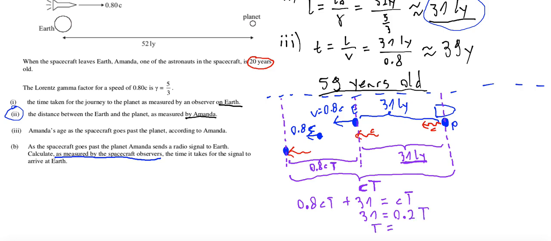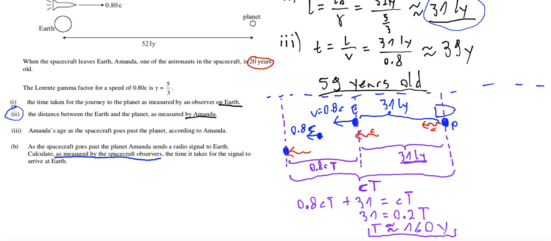So what is the time needed to travel this distance? It's 31 divided by 0.2. So 31 divided by 0.2 is 31 times 5, which is around 160 years. So around 160 years. This exercise is challenging. The second part, this B, is challenging. So let's focus on the solution one more time. Copy this to your notebook.